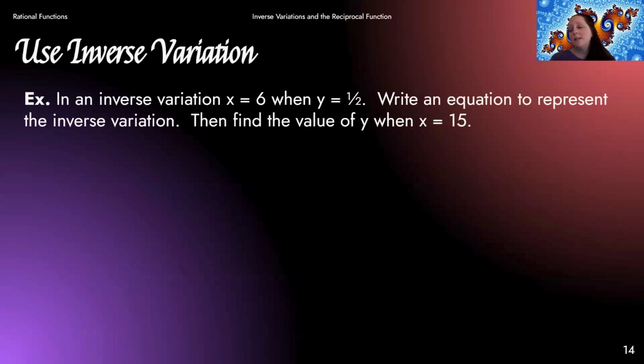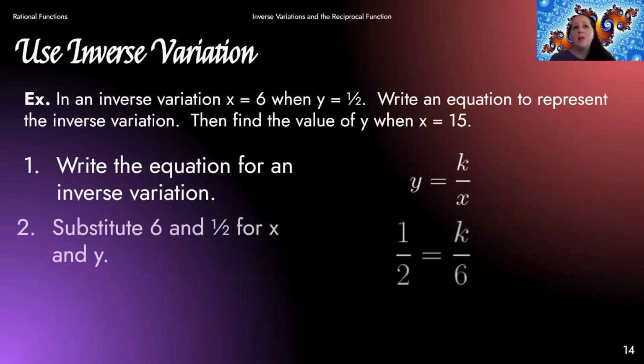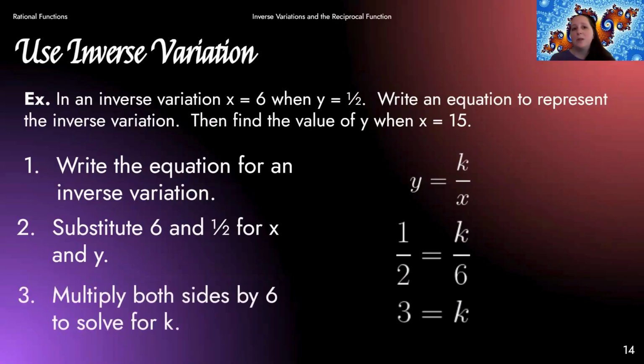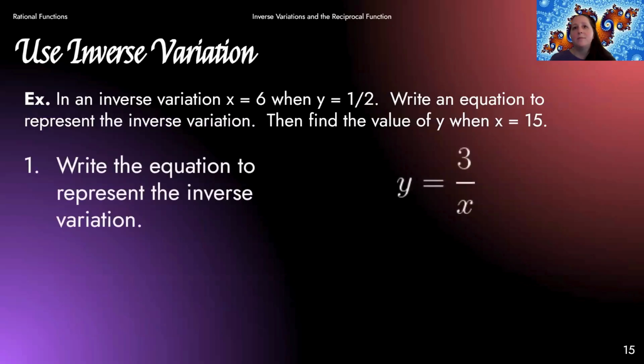What if x equals 6 and y equals 1/2? And then I need to find the value of y when x equals 15. So again, I'm going to write that equation, y equals k over x, substitute my values for x and y in, and then simplify. I'm going to multiply 1/2 times 6, which gives me 3. So my inverse variation formula is y equals 3 over x.